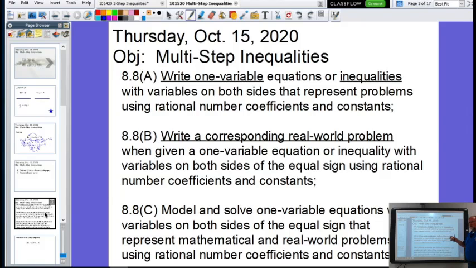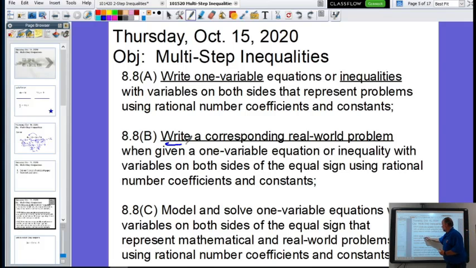So here's what the 8th grade standards tell you that we have to do. It says that, 1, we got to write one variable equations or inequalities with variables on both sides that represent problems using rational number coefficients and constants. So in other words, we got multi-step equations and multi-step inequalities with variables on both sides. And they're going to have rational numbers. So that means you could have decimals, fractions, regular plain old numbers, integers, you could have it all. Then you got to write a corresponding real world problem when given a one variable equation or inequality with variables on both sides of the equal sign using rational number coefficients and constants.